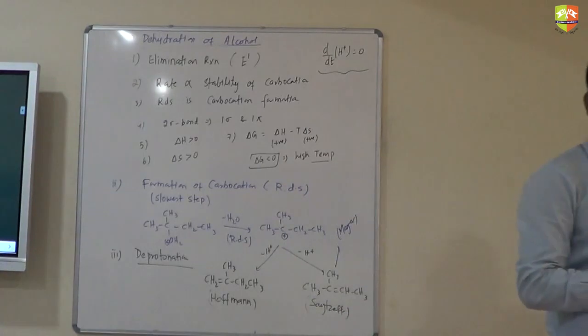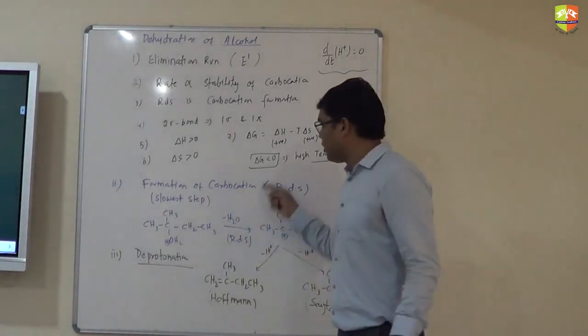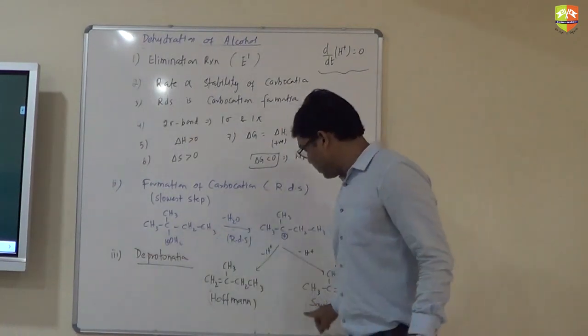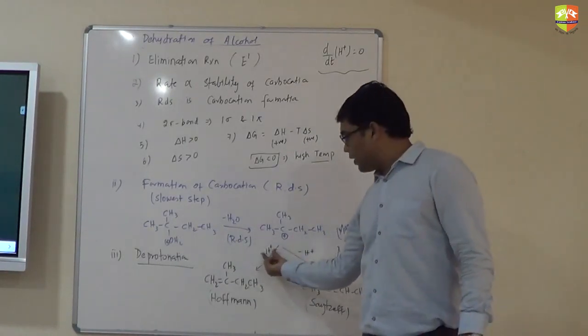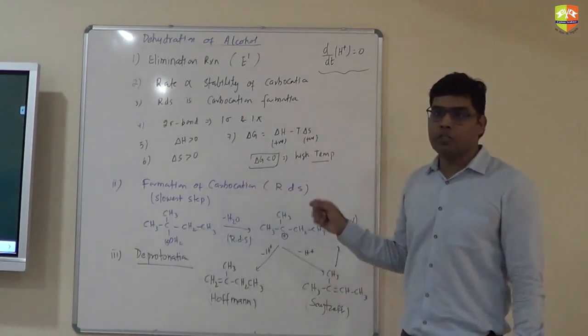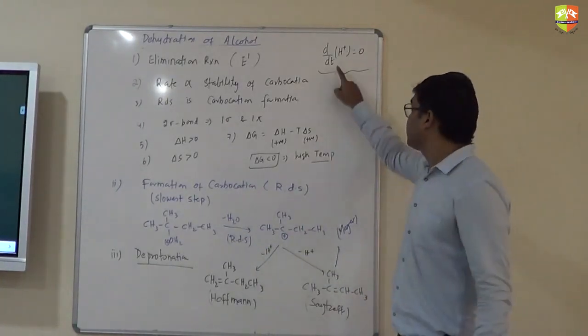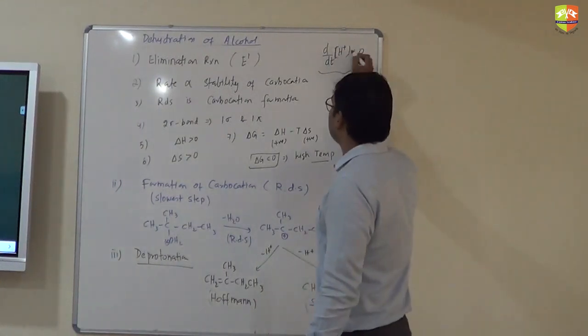See what happens: first of all, in the first step, H+ attacks it. And in the last step, when an alkene forms, H+ comes out. So the concentration of H+ won't change. It is not consumed in the reaction. We should write the concentration of H+ in this bracket, as M.